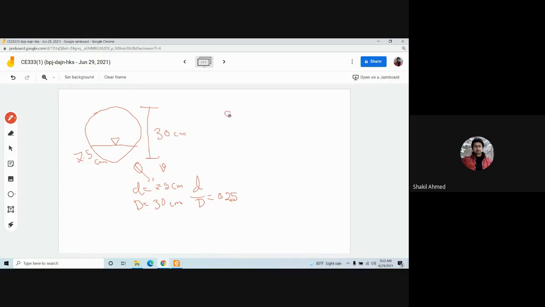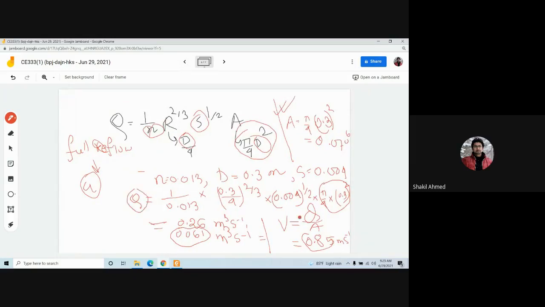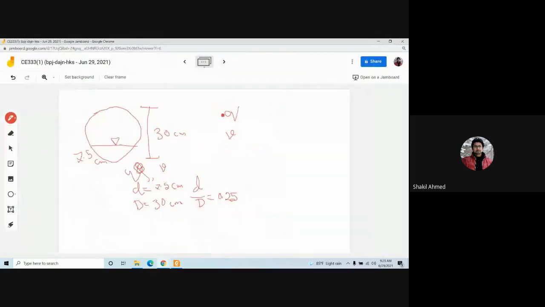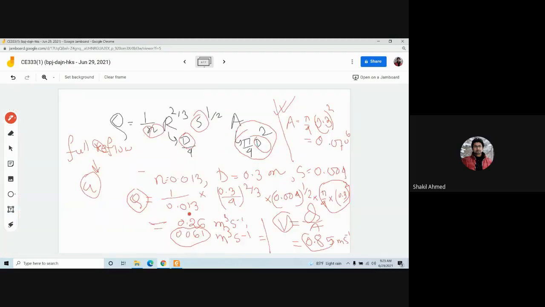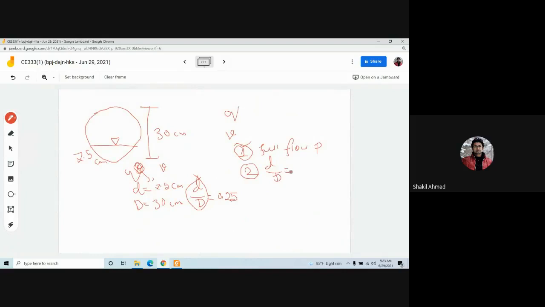Now, what is that small q? What is the small velocity? Let's call it small q and small velocity: partial flow and partial velocity. For this, first of all, you need to know the full flow discharge and full flow velocity. Then you calculate d by D. Step number 1, calculate the full flow parameters. Step number 2, calculate d by D. We have done this: d by D equals 0.25. Now step number 3, you need to go to the partial flow diagram.